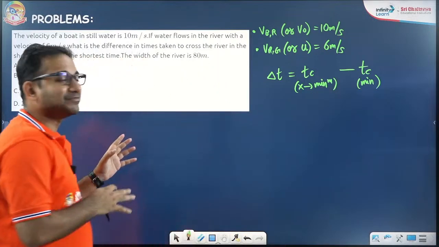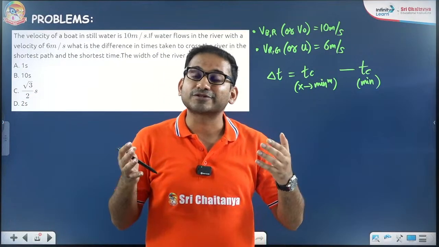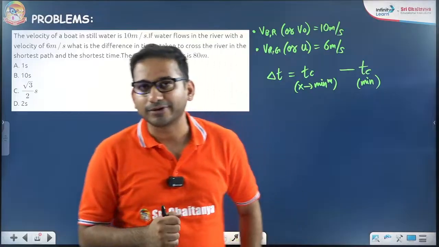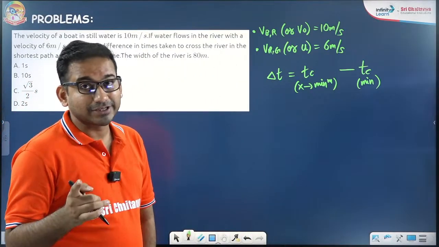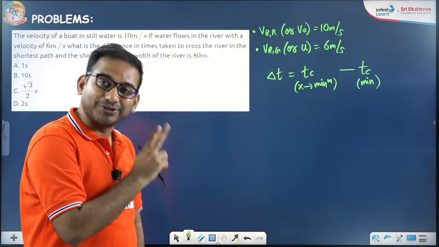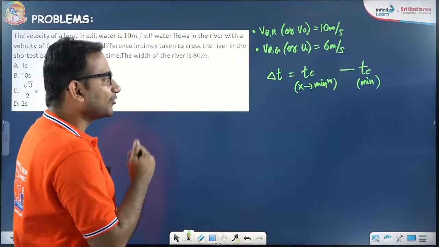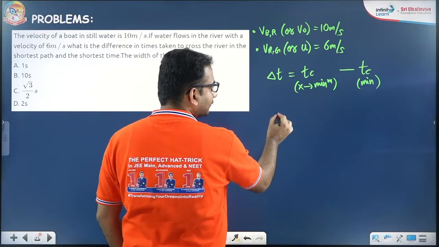So I have taken this problem because it involves both the special cases I told you to remember. Otherwise, in riverboat problems you are not supposed to memorize, but for the special cases I told you to memorize the formula. It's a special problem involving both the special cases and all the formulas. So what is the time of crossing when X is minimum? Just now we have seen that formula.